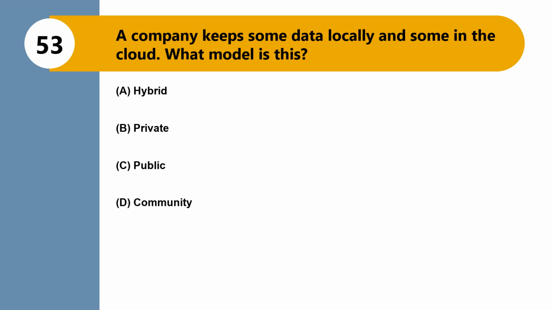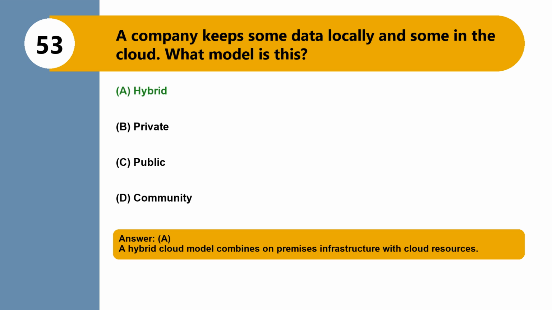Question 53. A company keeps some data locally and some in the cloud. What model is this? Option A, hybrid. Option B, private. Option C, public. Option D, community. The correct answer is option A, hybrid. A hybrid cloud model combines on-premises infrastructure with cloud resources.